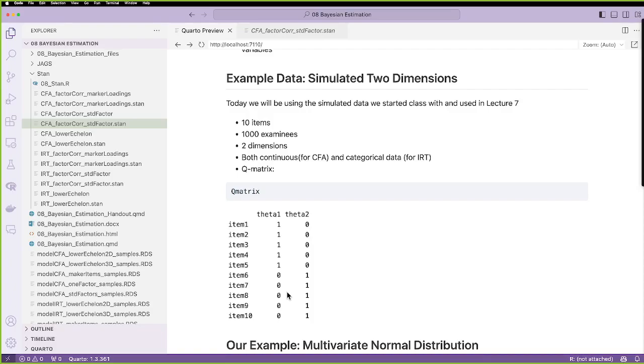We have 2 types of data. We have continuous data, which we'll use for confirmatory factor analysis, and we have discrete or categorical binary data that we use for IRT. Cool?